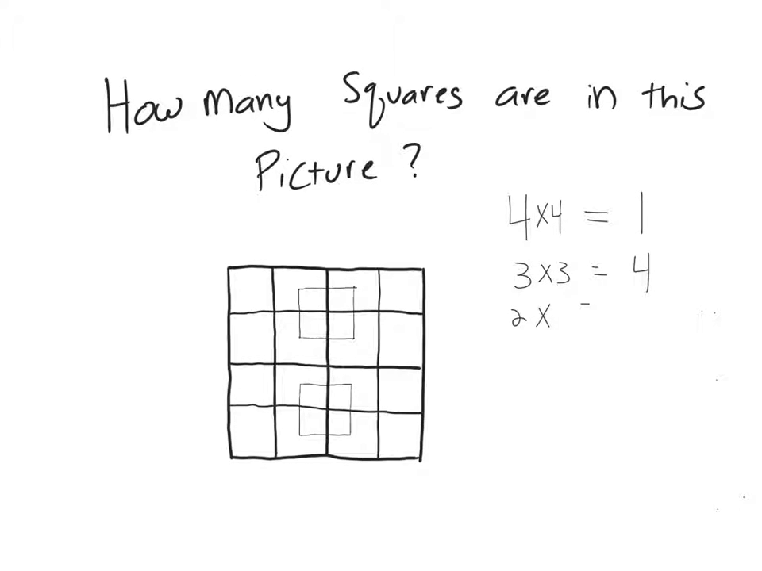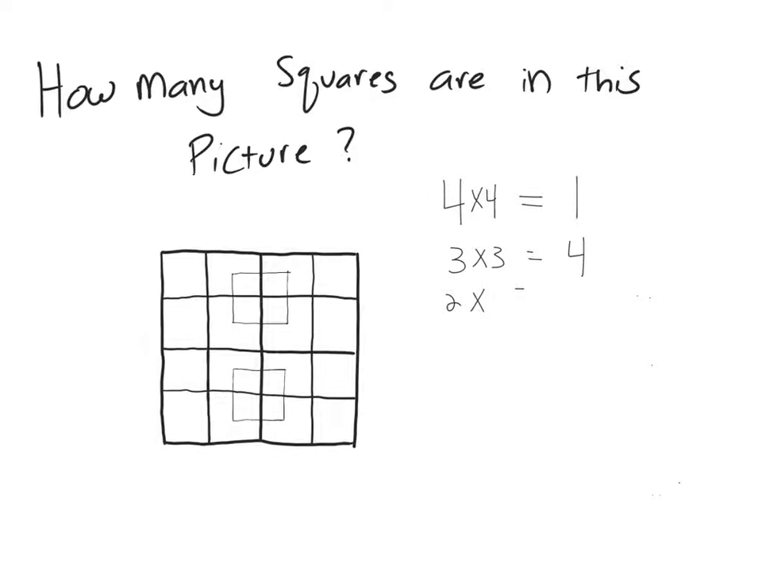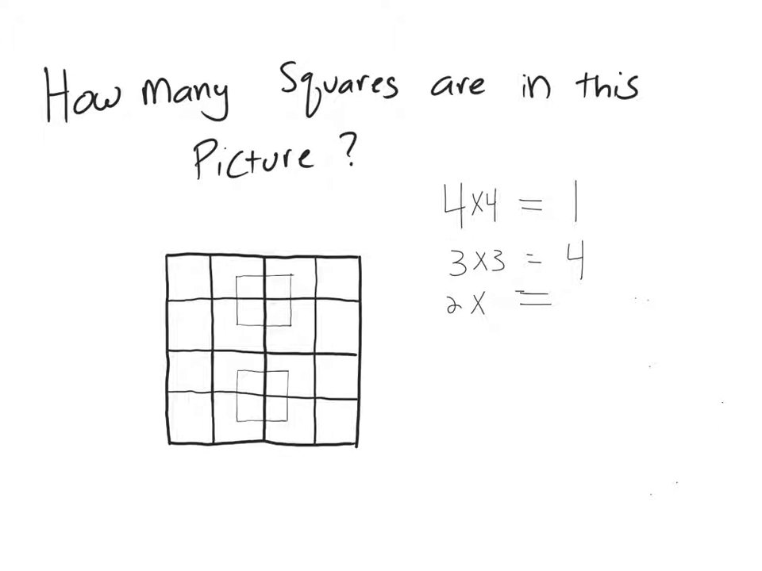There are 9 of them, 2x2. And then if I count all of just the small boxes, there's 1, 2, 3, 4, 5, 6, 7, 8, 9, 10, 11, 12, 13, 14, 15, 16 1 by 1s, and so I will write 16 of those.